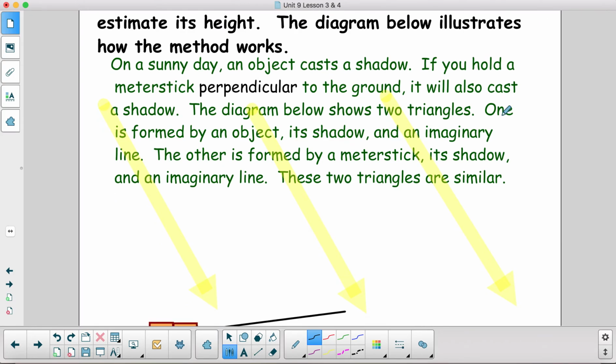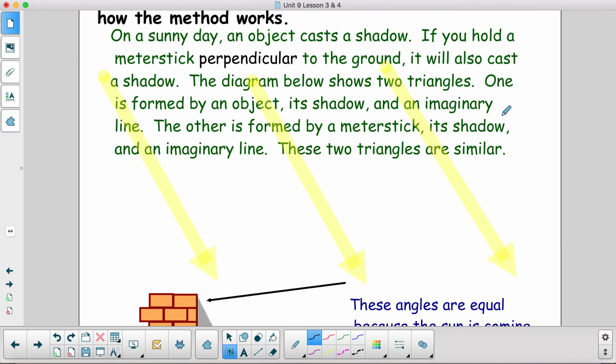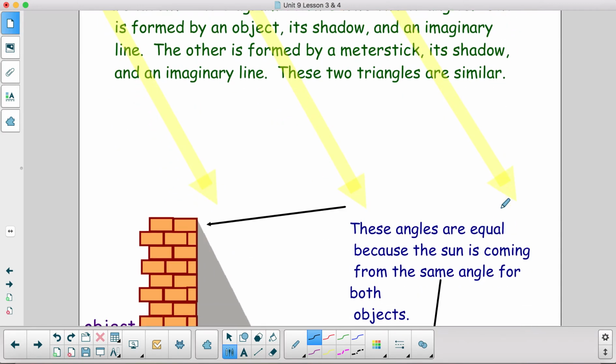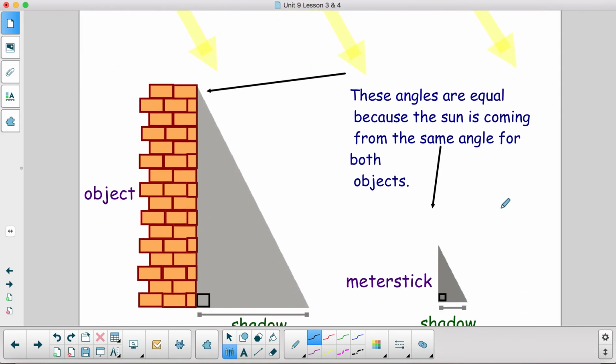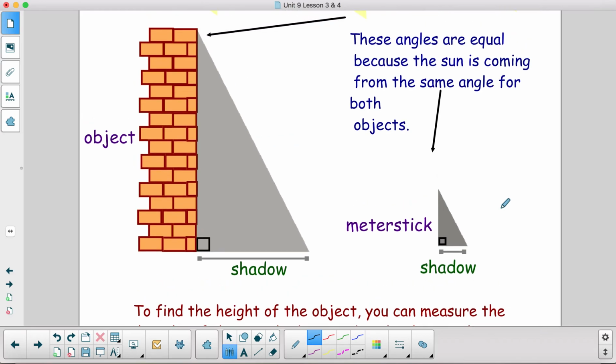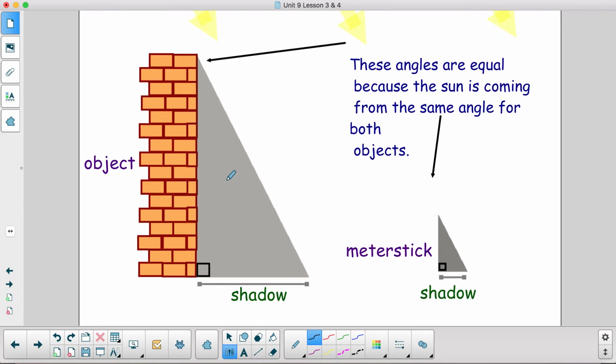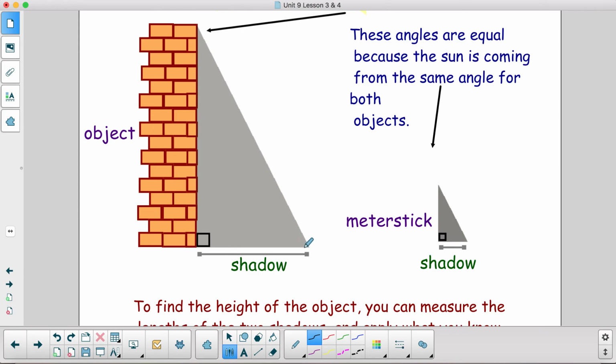The diagram below shows two triangles. One is formed by an object, its shadow, and an imaginary line. The other is formed by a meter stick, its shadow, and an imaginary line. These two triangles are similar. So let's take a look at this picture. So we have the object. It looks like a wall of some kind or a building. We can see the sun is coming down in this direction, so it casts a shadow. Okay, so here's the shadow, the height of the object, and this imaginary connecting line.